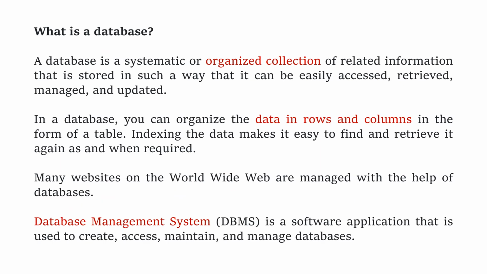Now we can see what is a database. If the raw data is processed or organized and kept, then we call it a database. The definition is: a database is a systematic or organized collection of related information that is stored in such a way that it can be easily accessed, retrieved, managed, and updated. We can think of this database as a library which has an organized collection of books. We can relate the term data to the books.